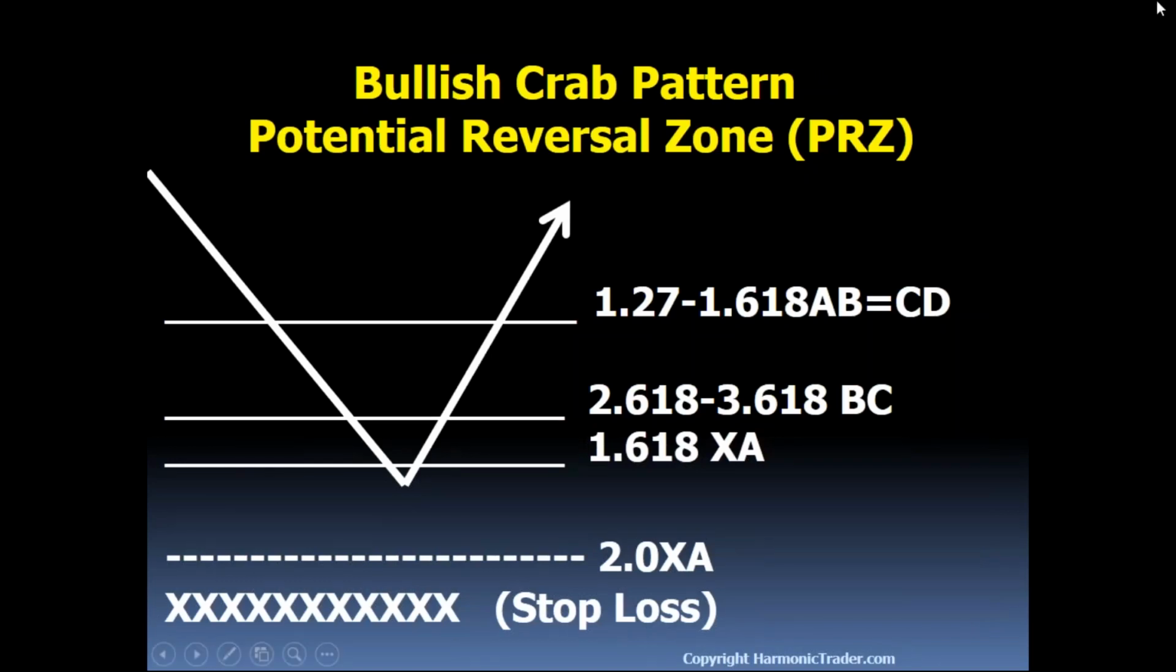Bullish crab pattern potential reversal zone is going to have your alternate ABCD, extreme BC 2.618 to 3.618, but the 1.618 XA has to be tested. That's a mandatory minimum. Stop loss, again, we're going to see some overspill, price action trading beyond the ideal measures, but the 2.0 level is the defining make or break for this structure.